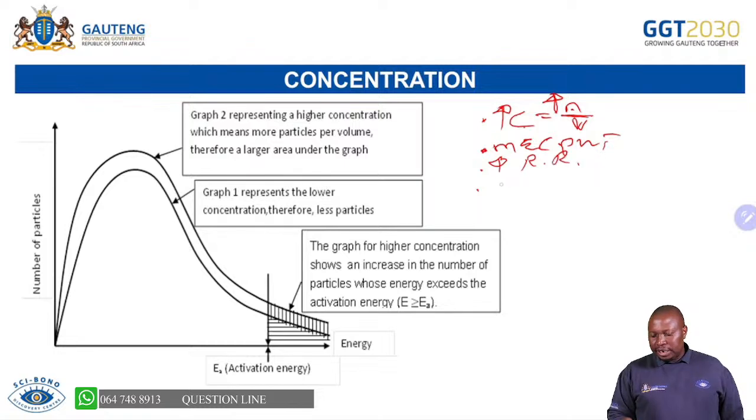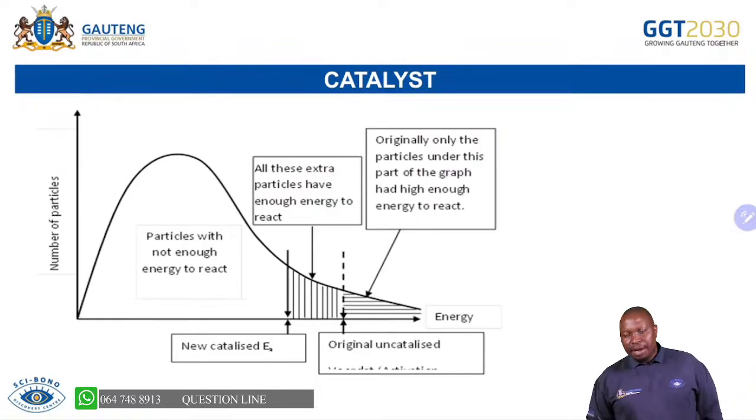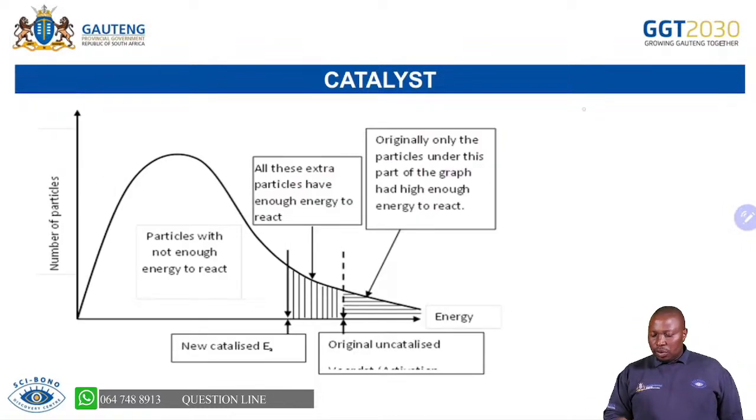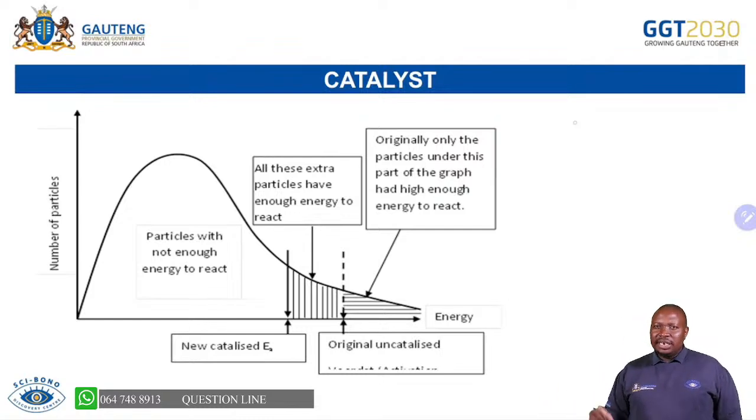You will have more particles that have energy greater or equal to activation energy. Then you are able to write it in that fashion, and you are able to get your marks there. Now, let's go to a catalyst. Remember, a catalyst, we said, speeds up the rate of reaction. But how does it do that? It lowers the activation energy.